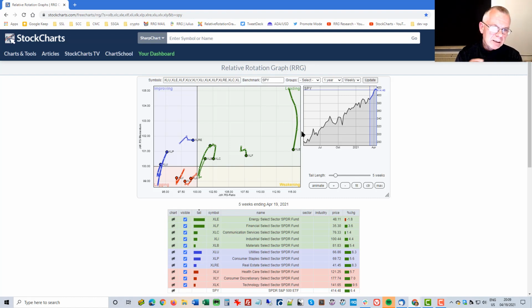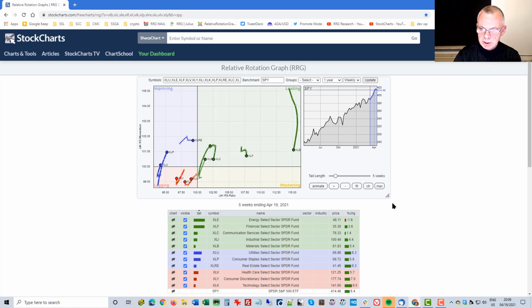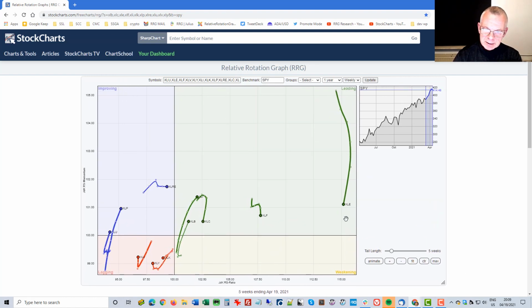Now, another thing that I get asked very frequently is, what does the thickness of the tail mean? And the close observer may have noticed that, let's say, the tail for XLE here is much thicker than the one for XLB and XLI and XLRE. What that thickness means or measures is the distance from the center of the chart. So XLE is, in this case, clearly furthest away from the center of the chart.